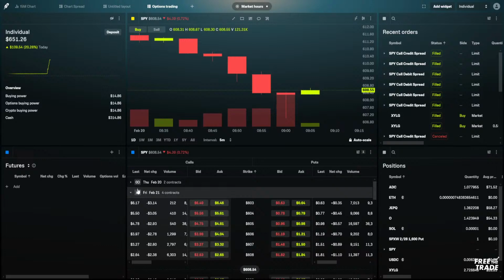That's why I do the spreads, because I can sit in them for longer, or I'll do a farther out contract.